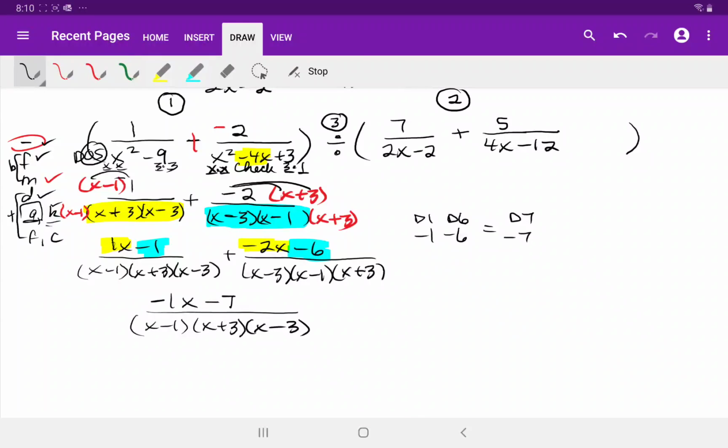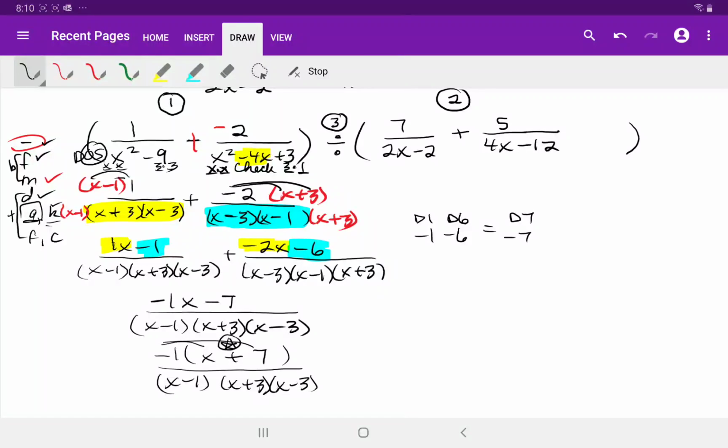Okay, F. F, the top. Factor the top. I can take out a 1. Try to figure out what's left. That's our oh no negative from factoring by grouping. It changes the sign in the middle. x minus 1, x plus 3, x minus 3.